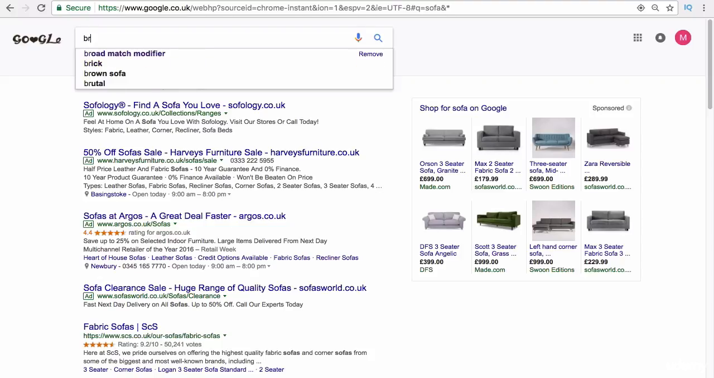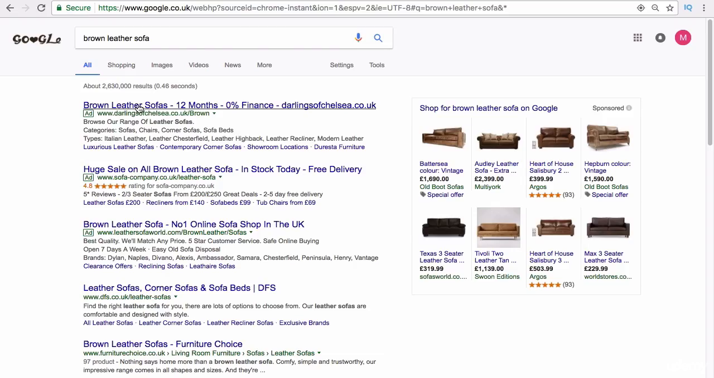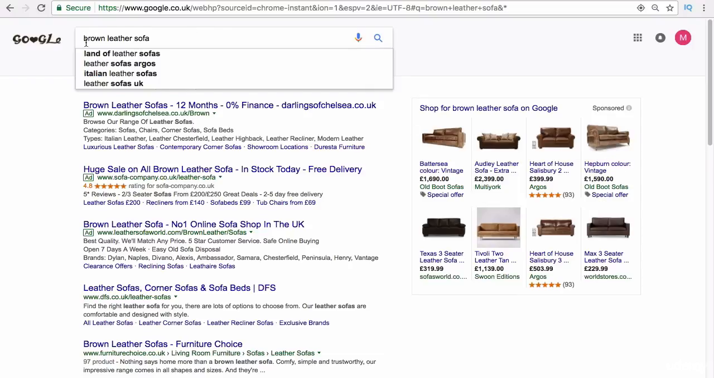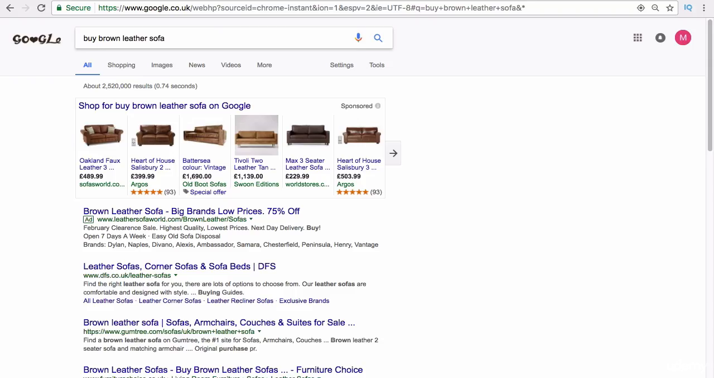Now let's put brown leather sofa. Now we get down into the detail. These are the ads that show if you type in brown leather sofa. All right, so we've got Darlings of Chelsea, a very, very well-known brand in the UK, sofacompany.co.uk, and leathersoftheworld.com. These are the ads that show up, and then here are some sponsored ads with some actual images on it. These are display ads.